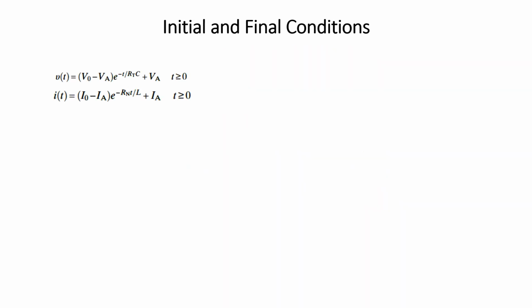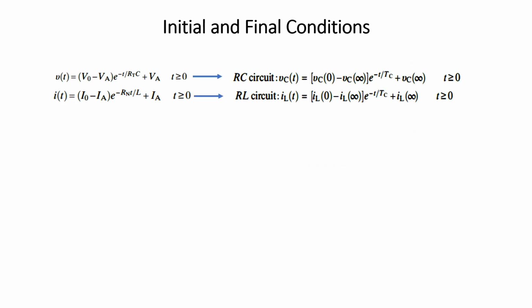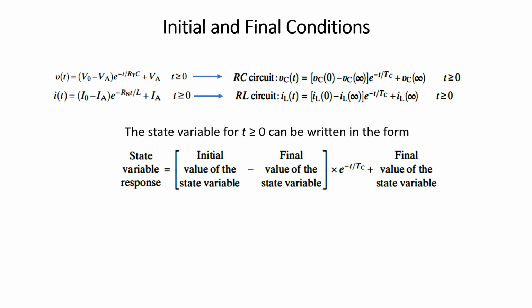Initial and final conditions should not be difficult or new to you. This is the initial value and this is the final value. Initial value means VC at t equal to 0, and final value of V means V when time t approaches infinity. Initial value minus final value, and final value. This is just another representation. The state variable for t greater than or equal to 0 can be written in this form.